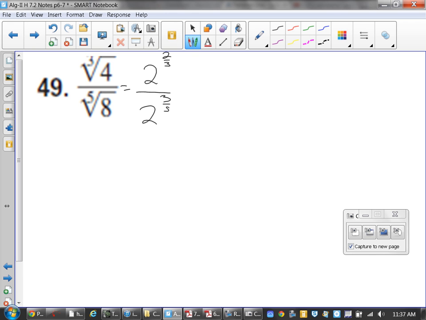Now you have the same base with different exponents. You gotta play the game of war. I don't know who wins between 2/3 and 3/5, but I can convert it to a common denominator of 15 and look at it that way. 2/3 would be 10 over 15, and then this would be 9 over 15. So who wins? What's 10 minus 9?